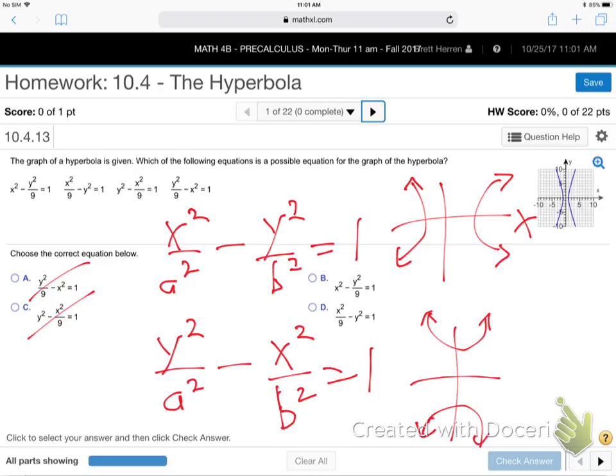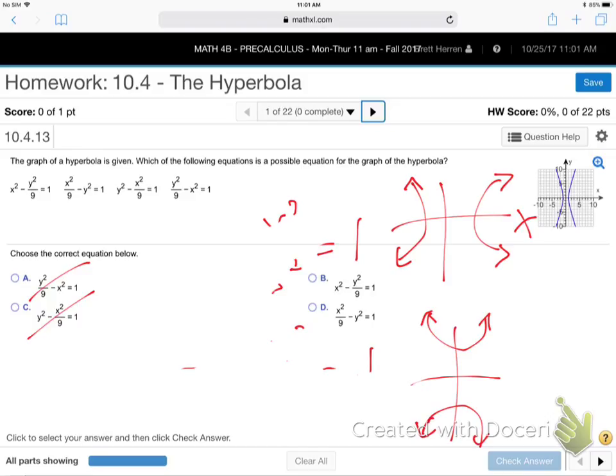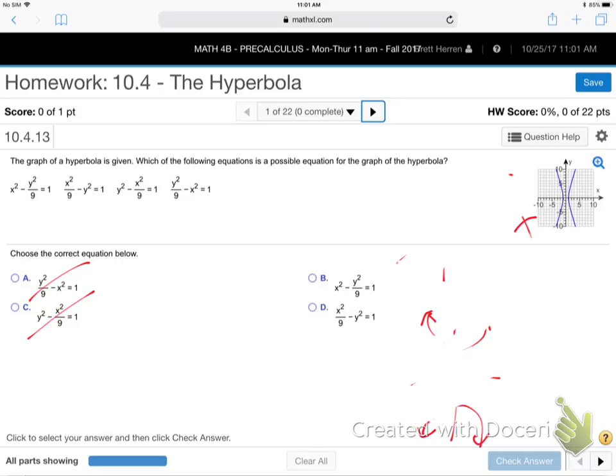Now I need to tell you about those numbers underneath. So let me help with that. Let me erase this. So we're down to B or D. We've got to figure out which one. Okay, so now the numbers underneath are a little bit tricky. They have to do with making a dotted box. Let me show you about that.